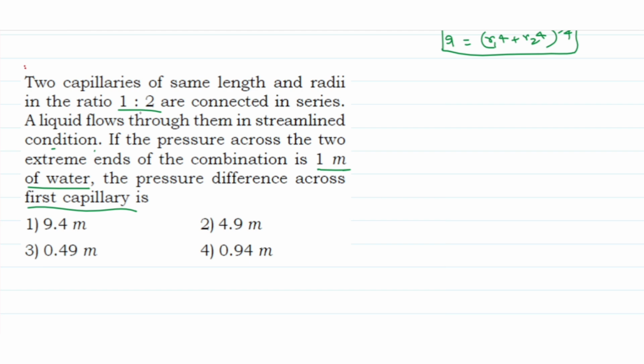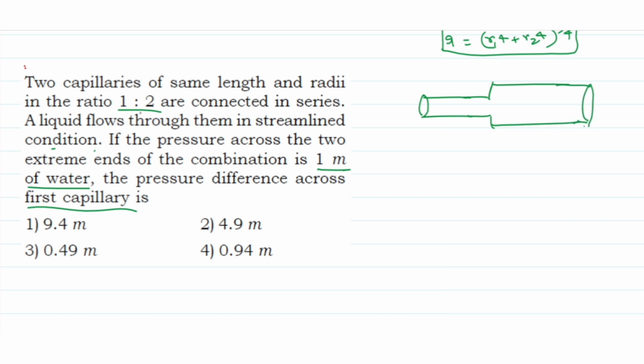So two capillary tubes of the same length are given, connected in series. Here I am just taking two capillary tubes of the same length, but the ratio of the radii will be different. So this is one more capillary tube you have to take. You are connecting them in series.